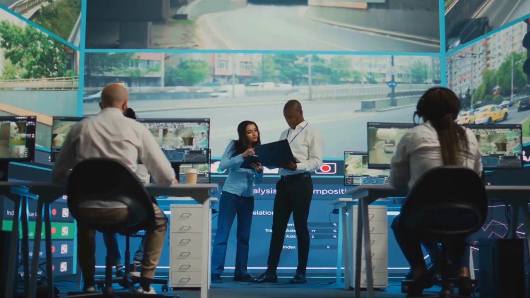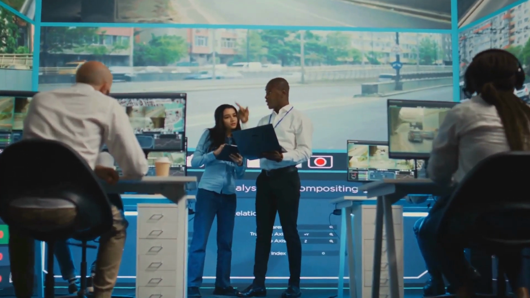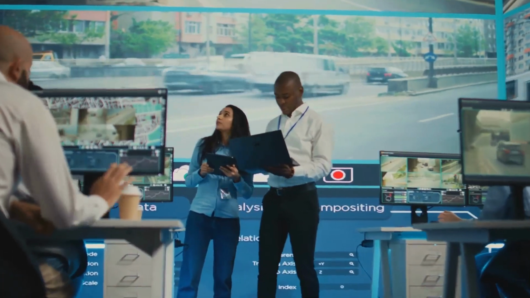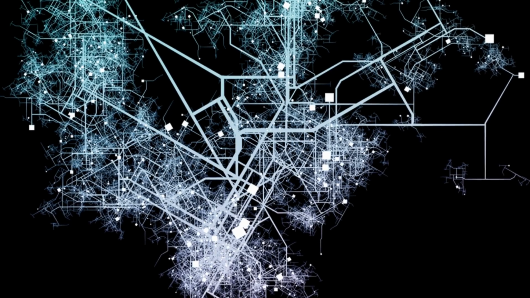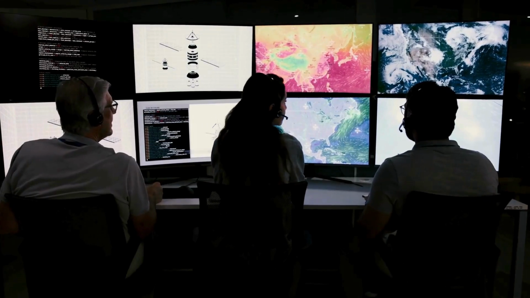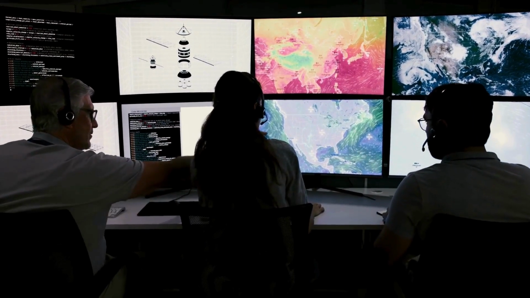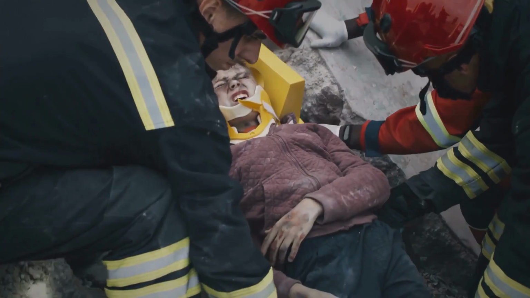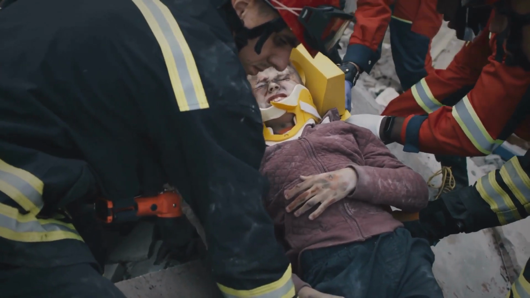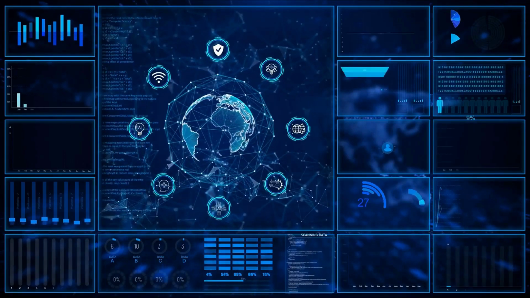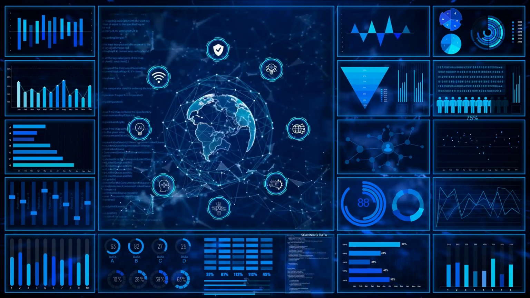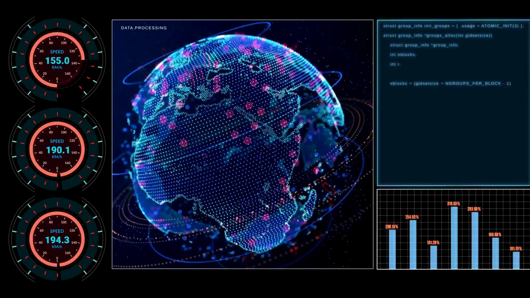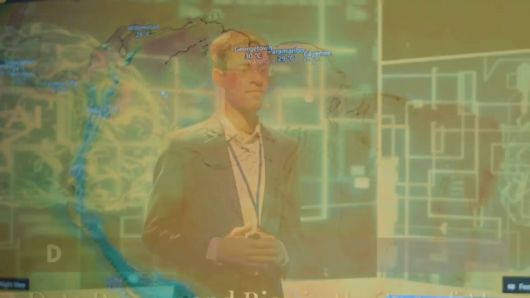Urban planning. GIS plus AI helps create smarter cities by optimizing transportation networks, identifying optimal locations for public services, and planning for sustainable urban growth. Disaster response. In the face of natural disasters, GIS plus AI enables rapid damage assessment, aids in resource allocation, and facilitates efficient evacuation planning. Environmental monitoring. GIS plus AI plays a crucial role in tracking deforestation, monitoring air and water quality, and understanding the impacts of climate change.